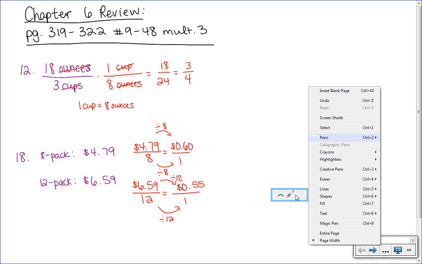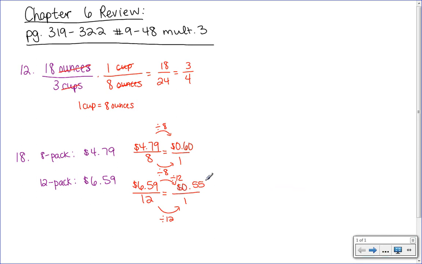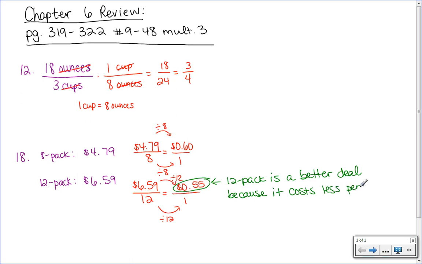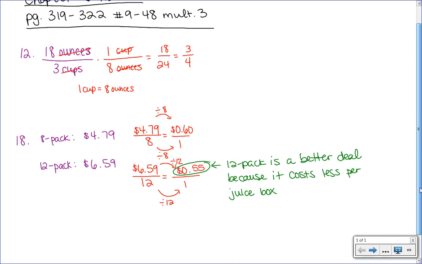So the question asks us which one is a better deal. Well, I don't know about you, but I would rather pay $0.55 than pay $0.60. So the 12-pack is a better deal because it costs less per juice box. Okay.